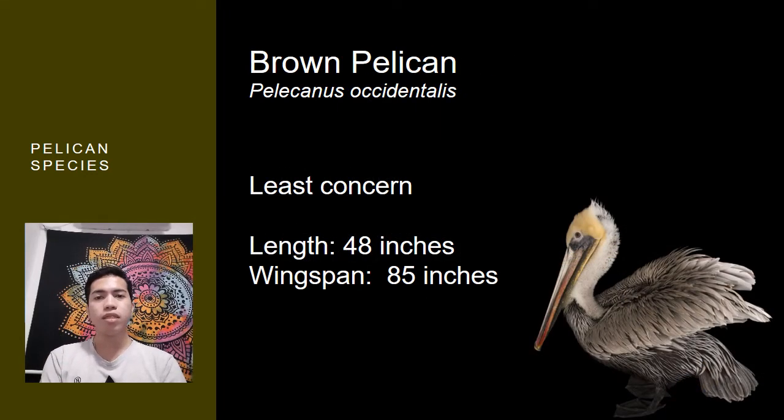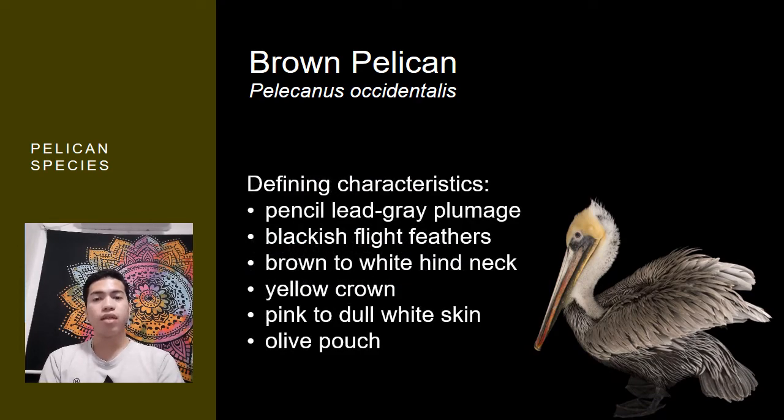The next species is the Pelecanus occidentalis, or the brown pelican. It is categorized as a least concern species. The brown pelican is the smallest of all pelican species. It can grow to about 48 inches with a wingspan of 85 inches. This species can be recognized easily because of their unique pencil lead gray bodies and blackish flight feathers. During nesting season, the brown pelican sports a chocolate brown hind neck. At other times, it is white-necked.